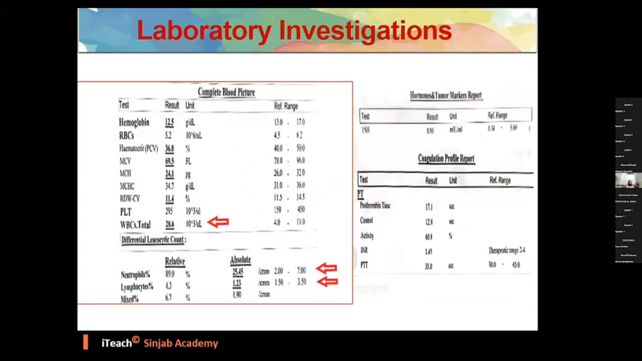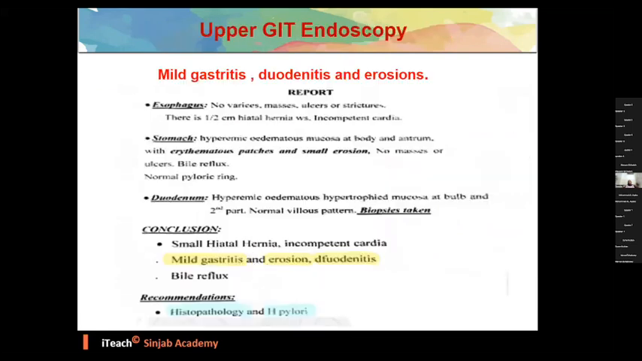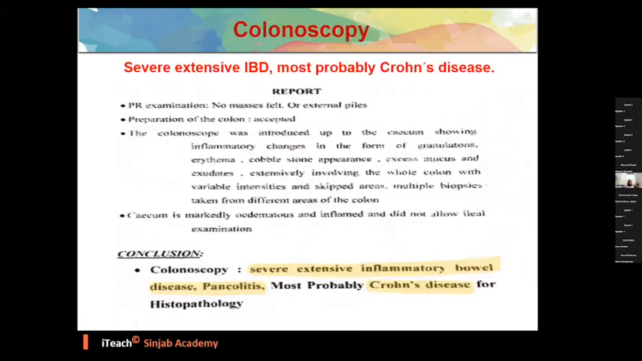His laboratory investigation showed marked leukocytosis with absolute neutrophilia and lymphocytosis on the CBC. Other laboratory investigations were unremarkable. Upper GIT endoscopy was done and showed mild gastritis, duodenitis, and erosions, and histopathology and H. pylori testing was recommended. Colonoscopy was diagnostic and showed severe extensive inflammatory bowel disease, most probably Crohn's disease.